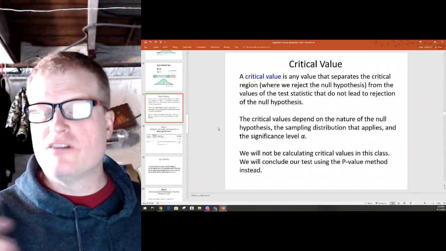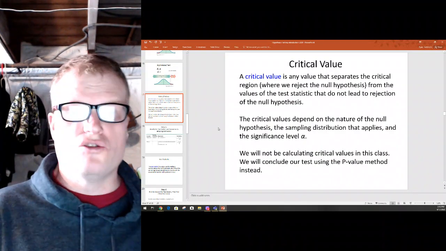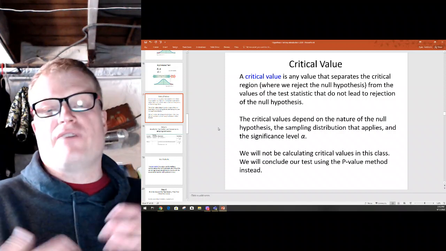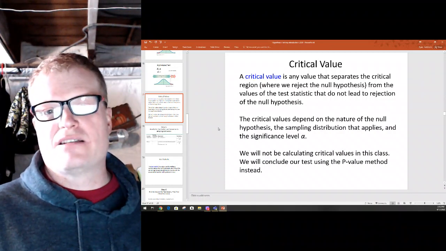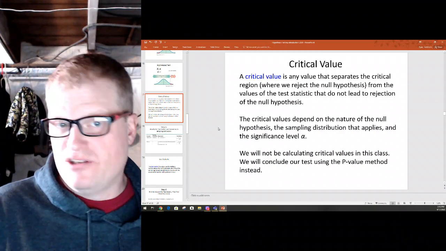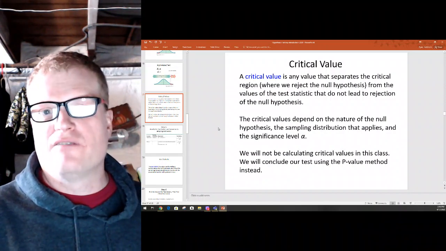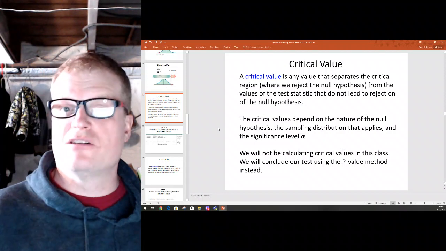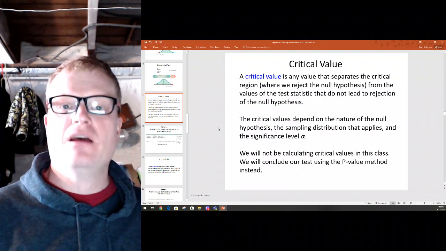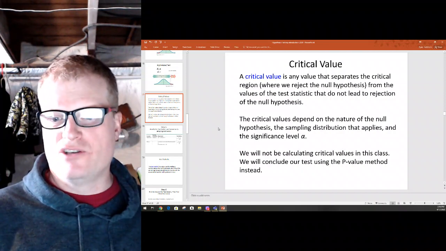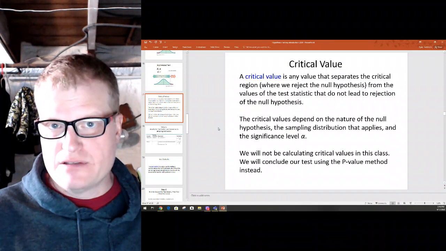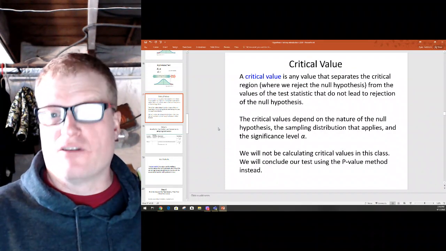Now, your critical value is something that you can use, given your alpha, to find some sort of z-score that's going to separate your rejection region, which is your tail, from the rest of it. We're not going to be using critical values in this class. That's a traditional method of hypothesis testing. But because we're using StatCrunch and we can generate something called p-values, we're going to use the p-value method to make that happen.